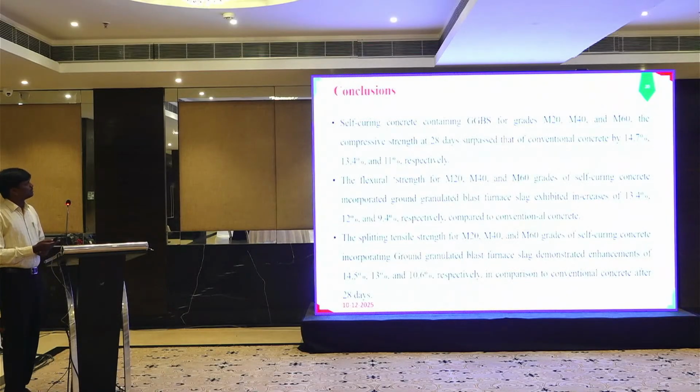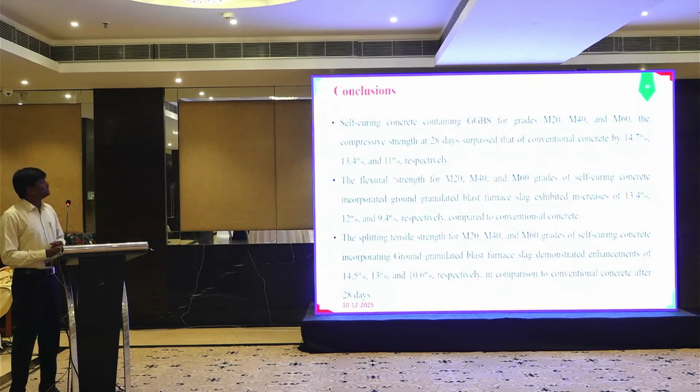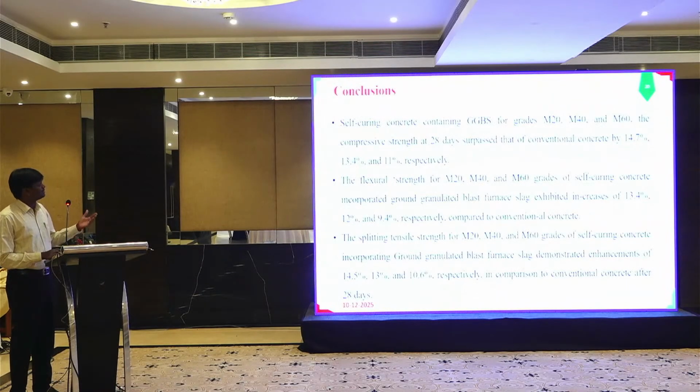In the final conclusion, for self-curing concrete containing GGBS, grades M20, M40 and M60, compressive strength increased by 14.7, 13.4 and 11% respectively. Similarly, flexural strength of the concrete increased by 13.4, 12 and 9.4%. Splitting tensile strength increased by 14.5, 13 and 10.6%.